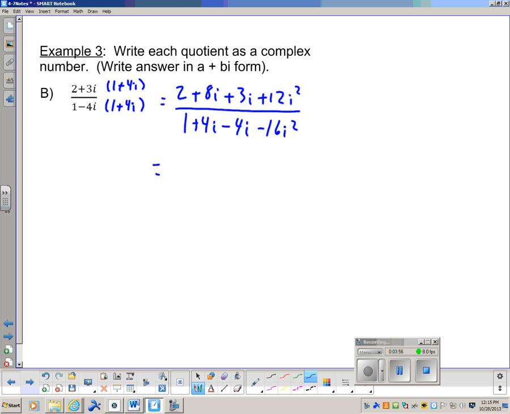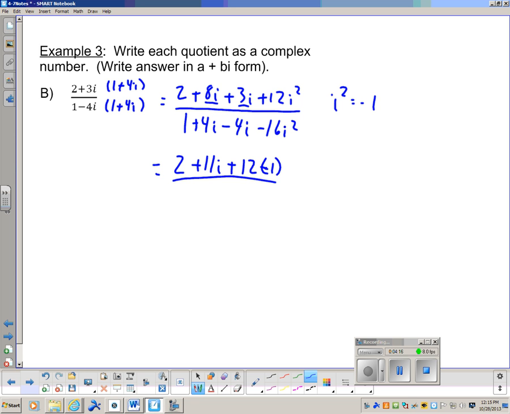So up there in my numerator, I'm going to combine my like terms. I've got that 8i and that 3i, and I can add those together, and I get 11i. I've got that 12i squared. Remember, i squared has a value of negative 1. So I can replace that i squared up there with a negative 1.